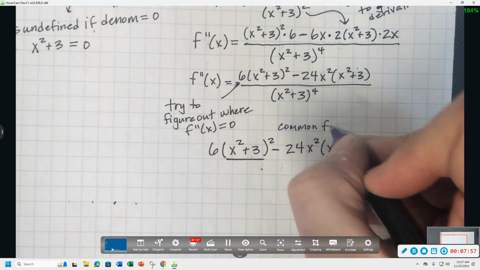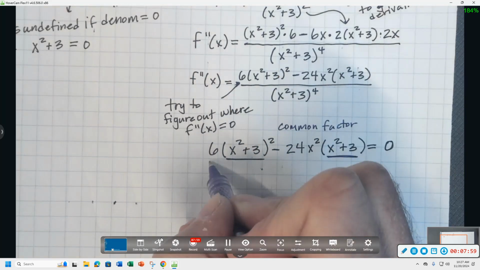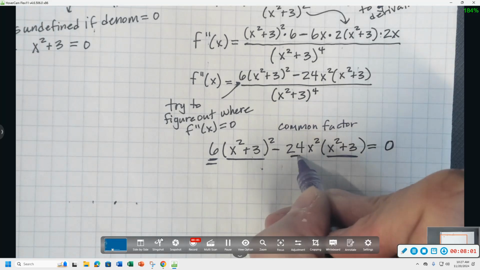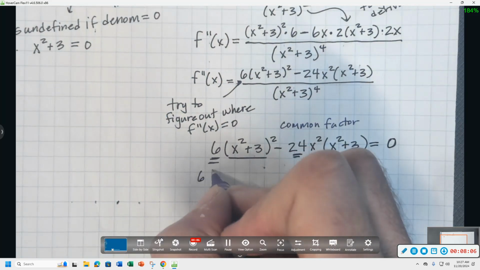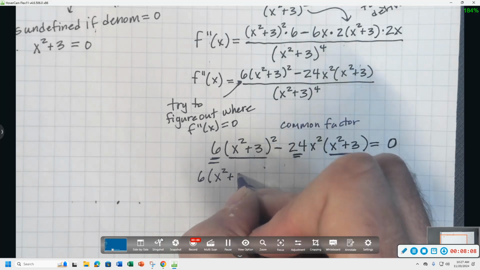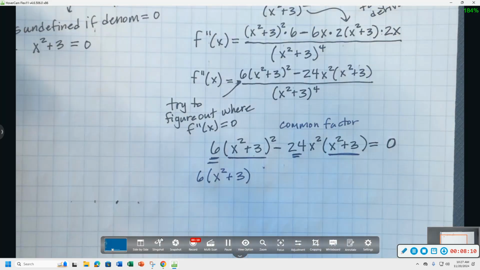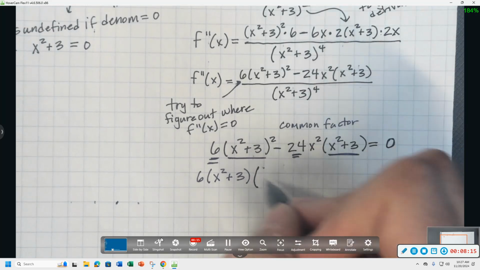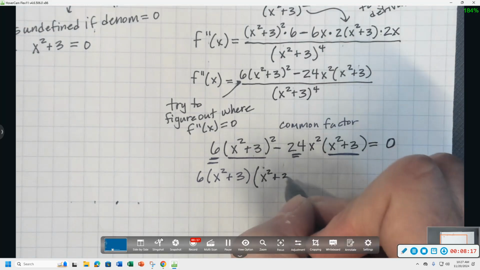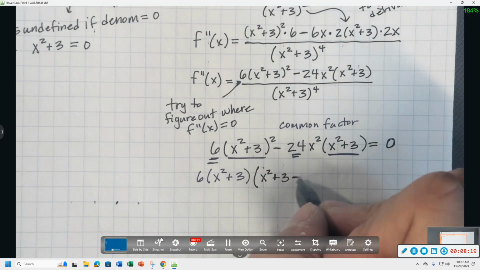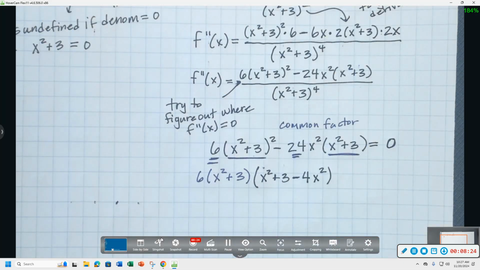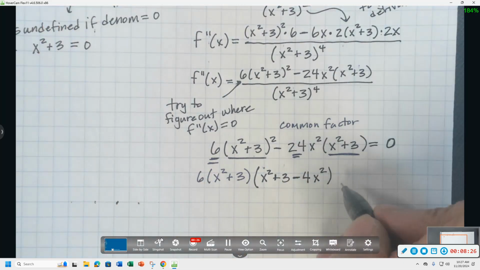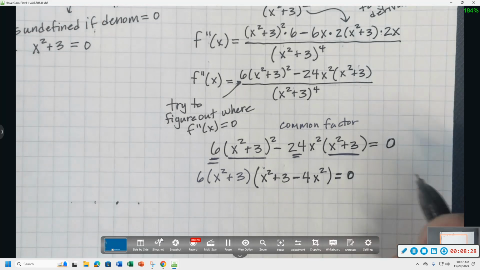And I could pull out a 6 out of that too, right? So I have a common factor of 6 times x squared plus 3. Okay? That's my common factor. And then what's left behind is x squared plus 3. There's one extra factor there. Minus, there's 4x squared left here. Okay? And I'm trying to figure out where that's equal to 0.